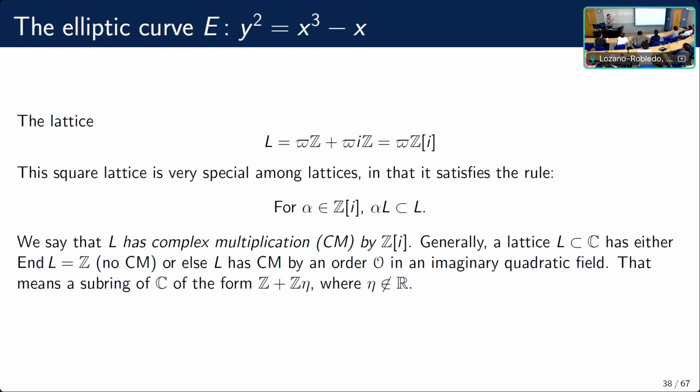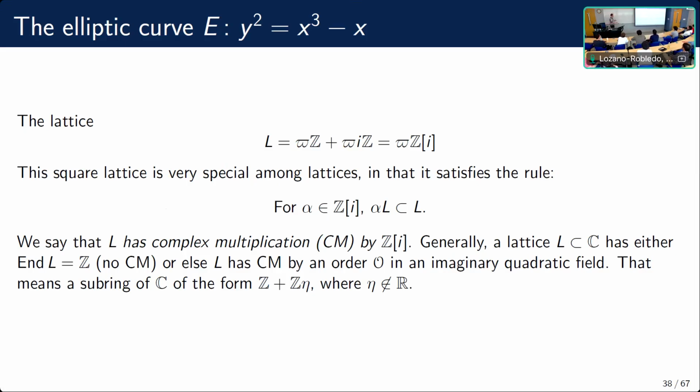The other possibility is that L has complex multiplication by what's known as an order in an imaginary quadratic field. That means a subring of the form Z plus Z eta. The eta here is not going to be a real number. A subring has to be closed under multiplication, so if you think about what eta squared has to be, it has to still live here. So it has to be the root of a polynomial with integer coefficients.